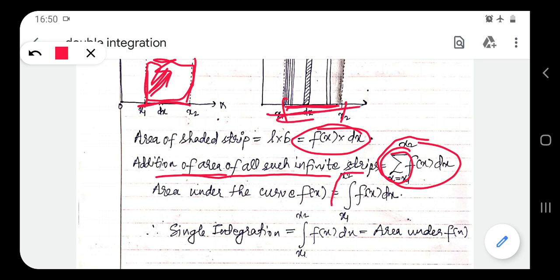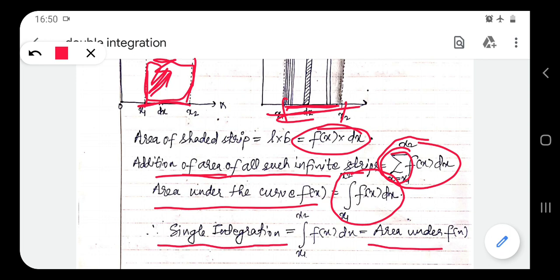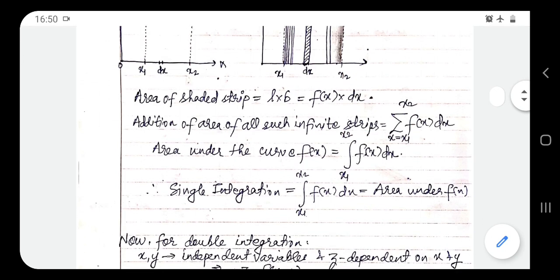So this integration from x1 to x2 gives me the area under that curve, the x-axis, and x is equal to x1 and x is equal to x2. This is the geometrical interpretation of single integration, which says that single integration is nothing but the area under the curve. Let's move forward.